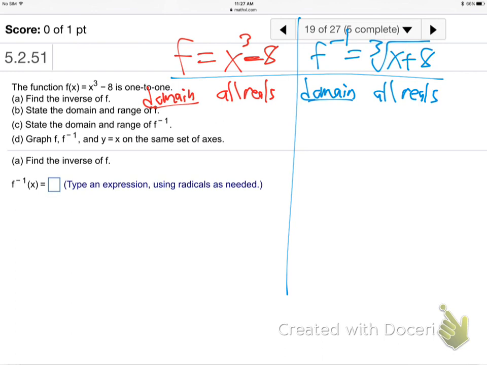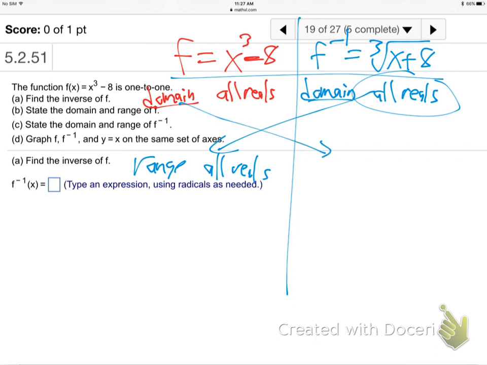Now, how do we do range? Trade them. Because remember, domain of the original function becomes range of the inverse, and domain of the inverse is range of the original. Remember, domains and ranges trade? That's what an inverse function is. Trading of x's and y's, trading of domains and ranges. So this domain goes over here and becomes his range, which is all reals.